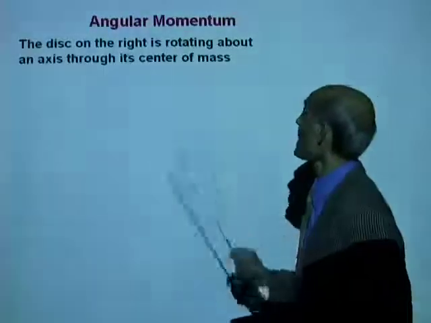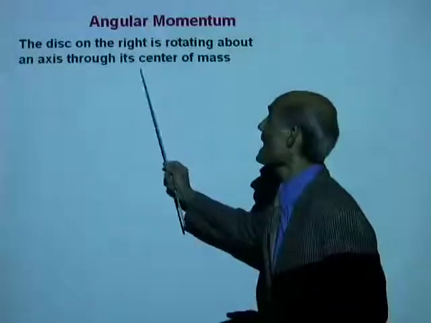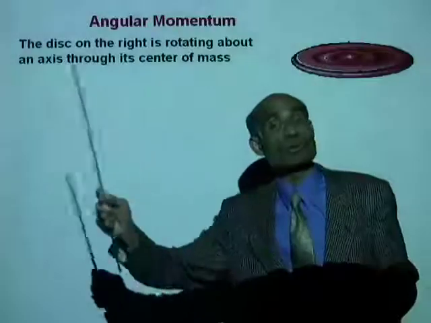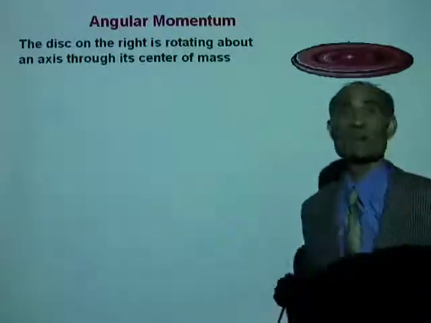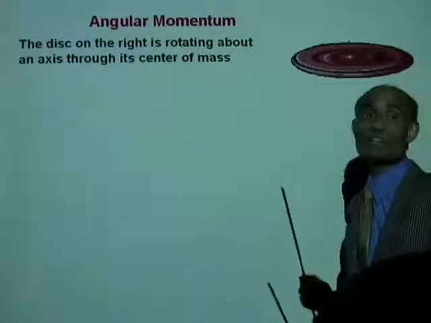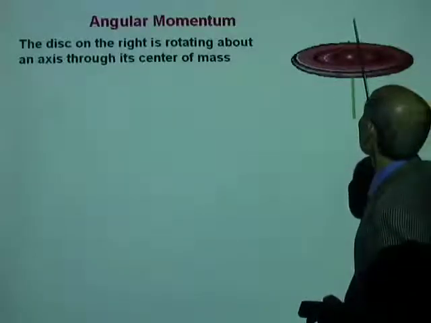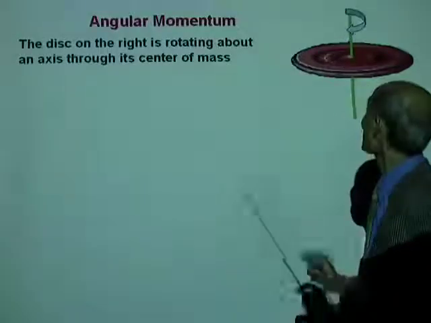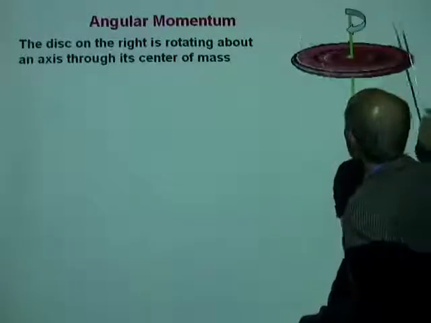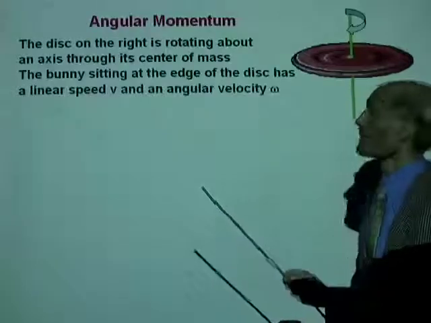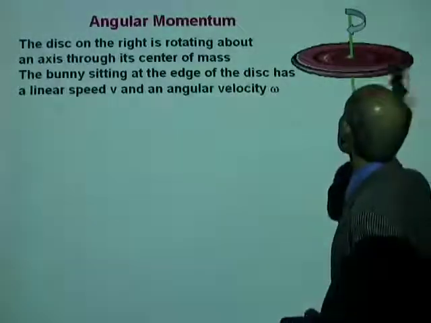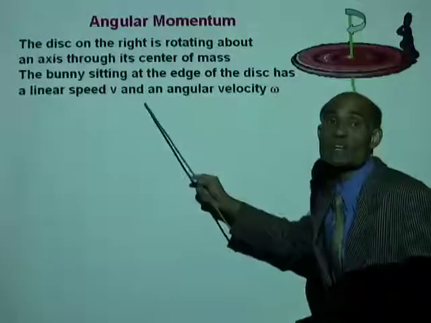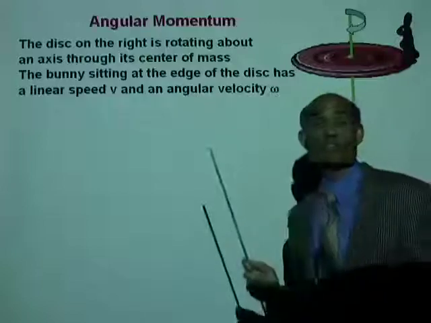The disk on the right is rotating about an axis through its center of mass. Here I have a disk, a very old disk, and I'm going to bring back my bunny now. So here I have a disk rotating about an axis that passes through its center of mass, and let's say it's rotating in the clockwise direction. The bunny is sitting at the edge of the disk, has a linear speed v and an angular velocity omega.